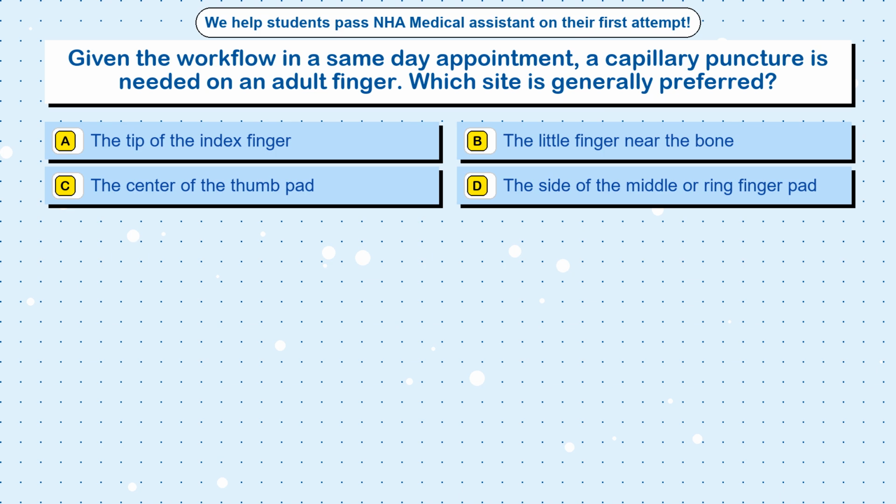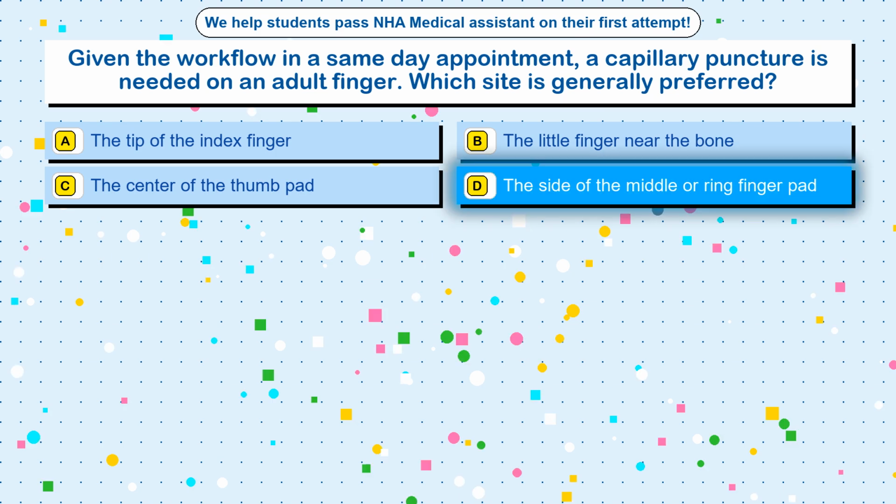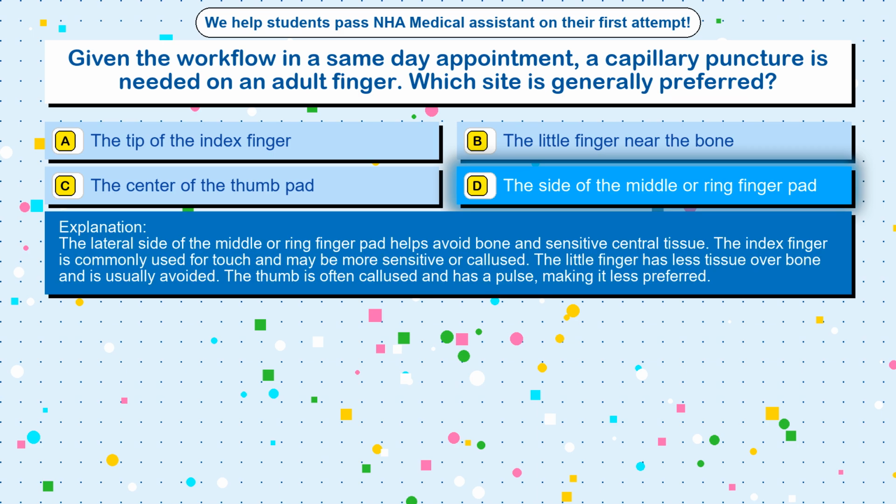Option C, the center of the thumb pad. Option D, the side of the middle or ring finger pad. The correct answer is option D, the side of the middle or ring finger pad. The lateral side of the middle or ring finger pad helps avoid bone and sensitive central tissue. The index finger is commonly used for touch and may be more sensitive or calloused. The little finger has less tissue over bone and is usually avoided. The thumb is often calloused and has a pulse, making it less preferred.